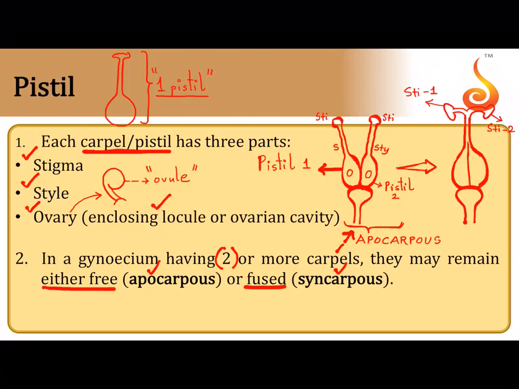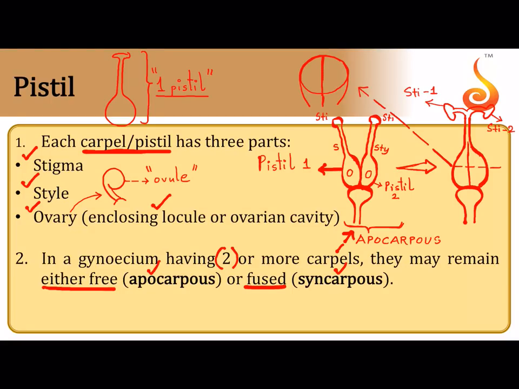Another easy way to identify whether they are fused or not is to take a transverse section. When you take a transverse section of this kind of a gynoecium where two pistils have fused together, you will obviously see inside the ovary two compartments. What is this compartment or chamber inside the ovary called? We call it the locule or the ovarian chamber. So this is one chamber, locule 1, and this is another chamber, locule 2.